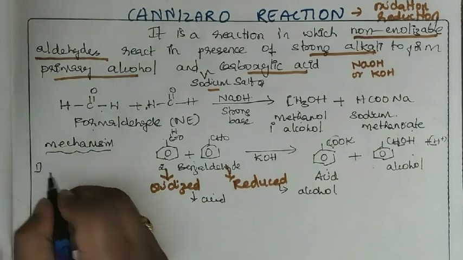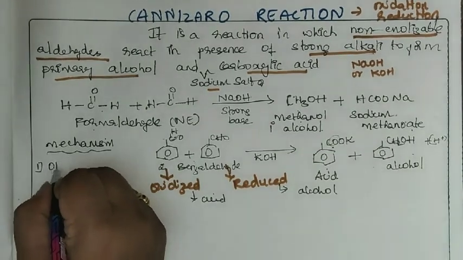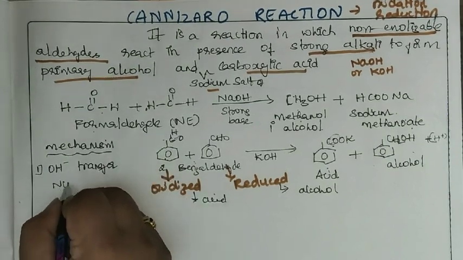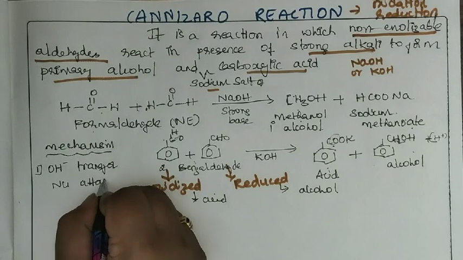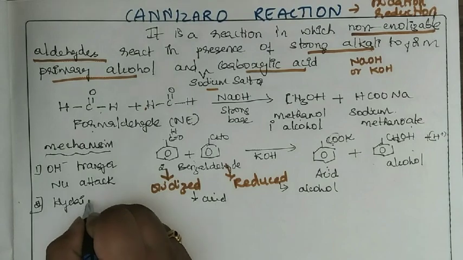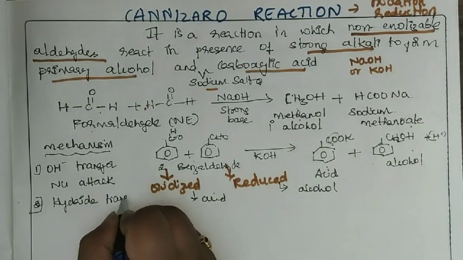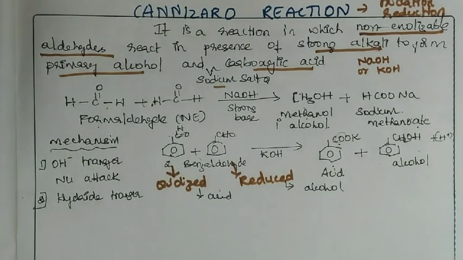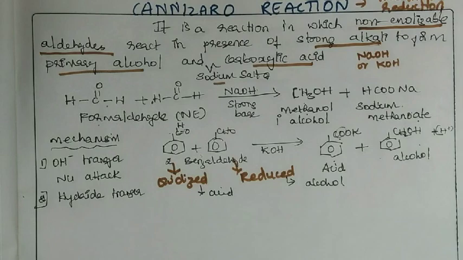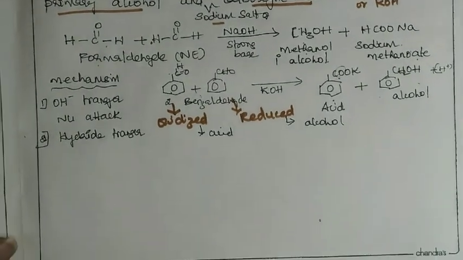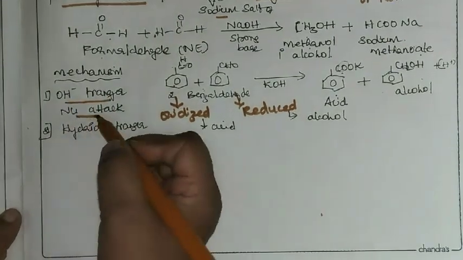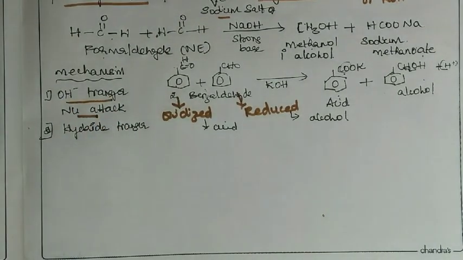It involves 2 steps. One is hydroxide ion transfer or nucleophilic attack, and the second step is hydride ion transfer. So these are the 2 steps involved in the Cannizzaro reaction. Now we'll see them one by one. First step, that is hydroxide ion transfer or nucleophilic attack.